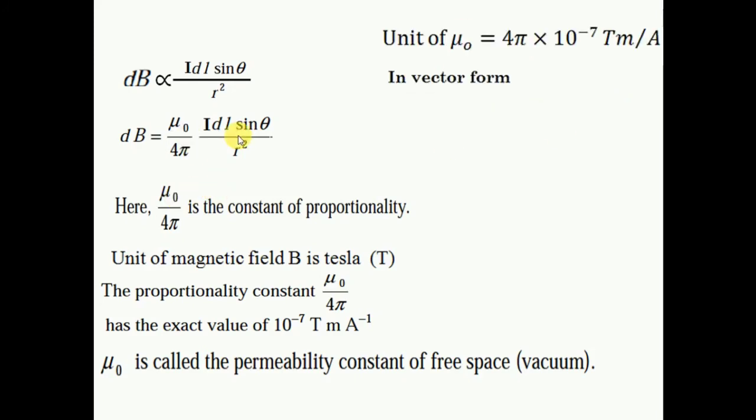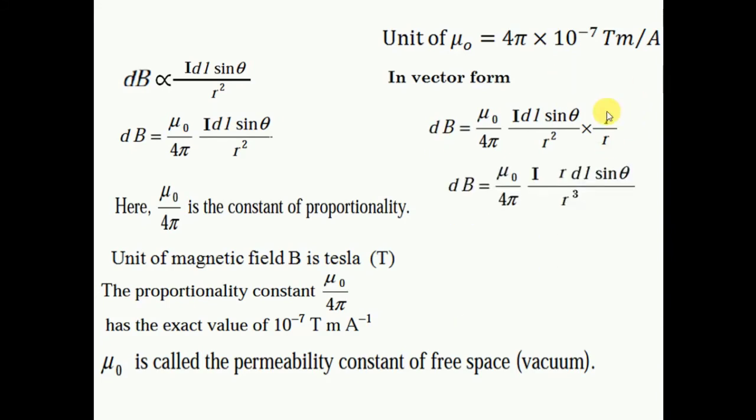If you want to write this Biot-Savart law in vector form, you can multiply and divide this expression by r, and here you'll get r dl sine theta by r cube. Since r and dl are vectors, sine theta can be written as a cross product. So in vector form you can write dB is equal to mu naught by 4 pi I dl cross r by r cube. So this is in vector form.